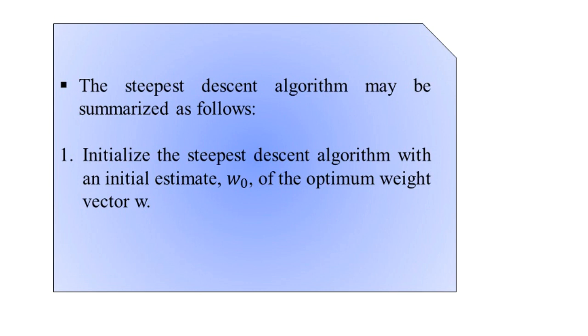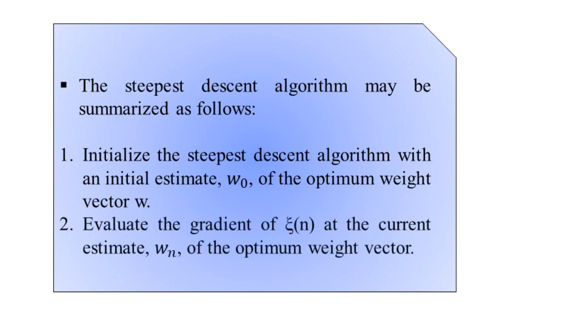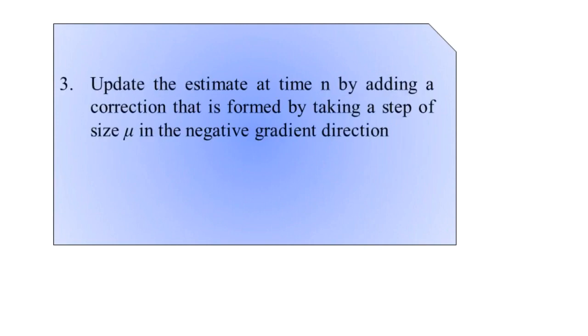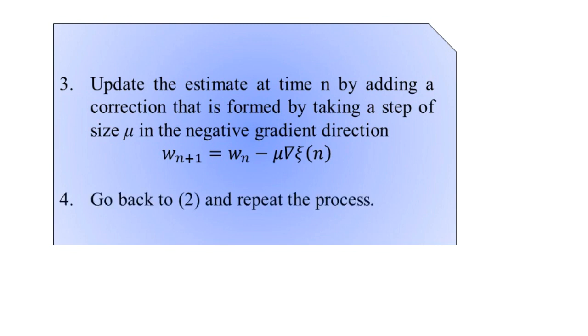In the third step, we update the estimate at time n by adding a correction formed by taking a step of size mu in the negative gradient direction. So w of n plus 1 equals w of n minus mu times delta of zeta of n. The fourth and last step is to go back to step 2 and repeat the complete process. These are the very important steps for the steepest descent algorithm.